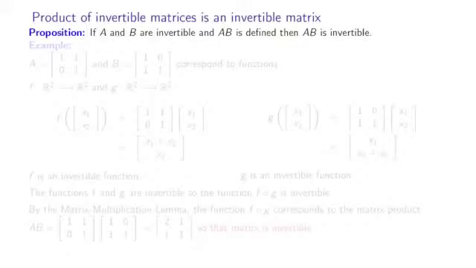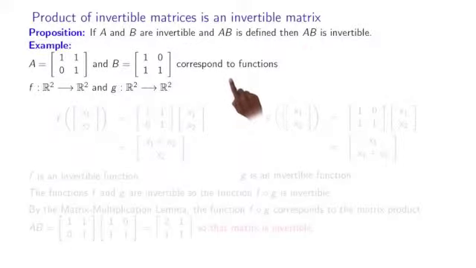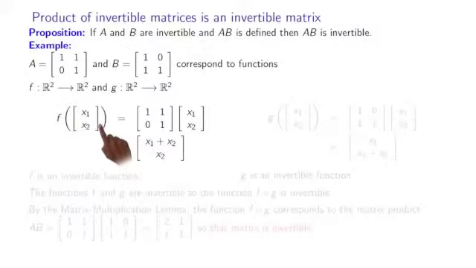Here's a simple but useful proposition about invertible matrices. If A and B are invertible matrices and their product A times B is defined, then it too is an invertible matrix. We'll see some examples. Here are 2 matrices, A and B. Each corresponds via matrix vector multiplication to a function from R2 to R2. The matrix A corresponds to the function that adds the second entry to the first entry. This function f is clearly invertible because the function that subtracts the second entry from the first entry is its inverse.